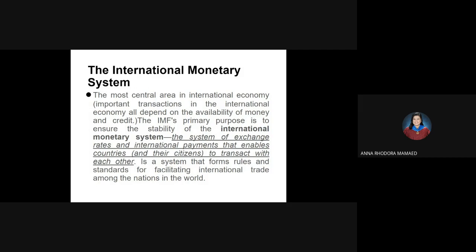Now we go to the international monetary system. The international monetary system is the most central area in the international economy because trade, investment, and finance all depend on the availability of money and credit. That is why the IMS has what we call the IMF, whose primary purpose is to ensure the stability of the international monetary system. The IMF is the International Monetary Fund. The IMS is the system of exchange rates and international payments that enables countries or their citizens to transact with each other.